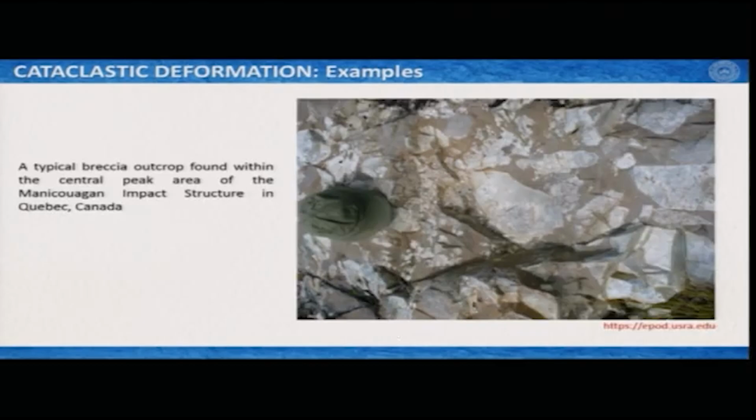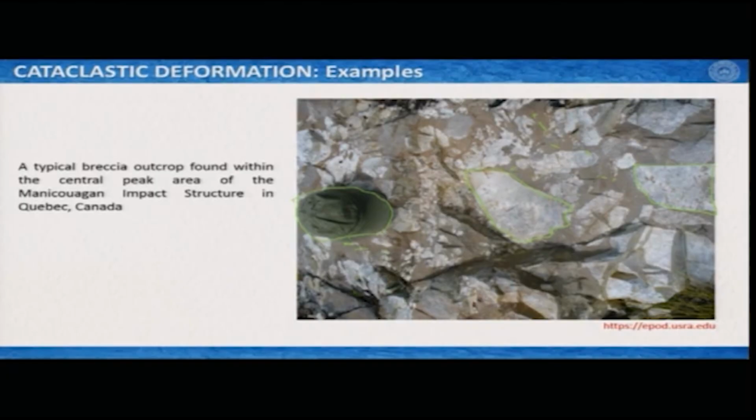Now, here are some other examples. This is a typical breccia outcrop in Canada, and you can see this hat is the scale. You see these angular grains here, or these are not grains actually, these are clasts. And they are hosted within the fine grain matrix. So, this is an example of cataclastic deformation.